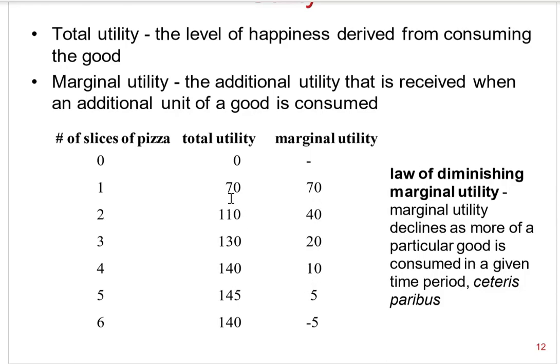However, you will see that the total utility increases. We are still gaining some utility, but that gain is diminishing with extra units of pizza. Now we will define the law of diminishing marginal utility. It says marginal utility declines as more of a particular good is consumed in a given time period, holding everything else constant.